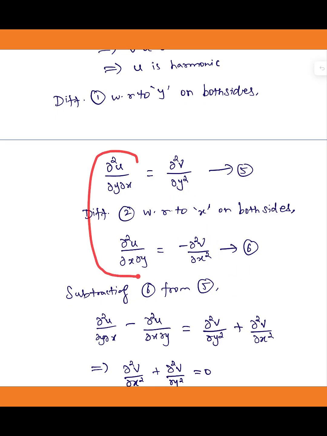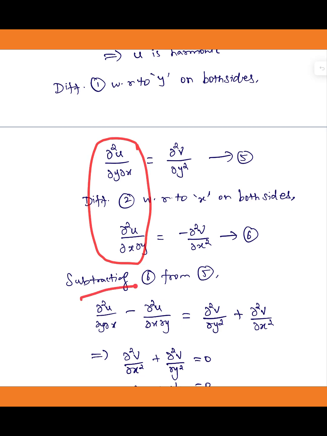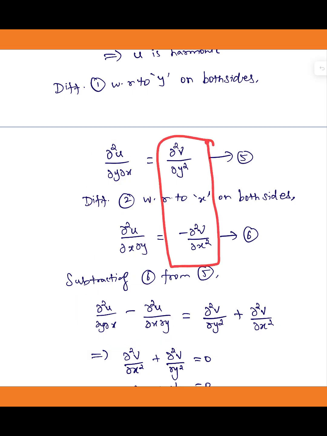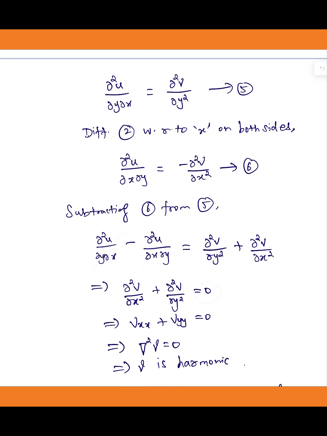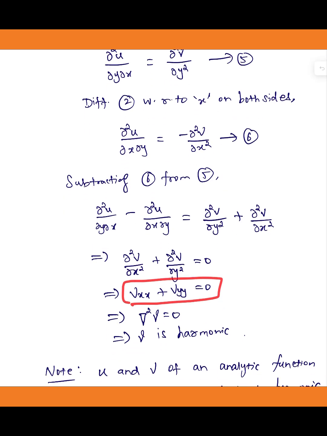So this side, what happens? You have ∂²u/∂y∂x minus ∂²u/∂x∂y. This side it is ∂²v/∂y² minus minus ∂²v/∂x², which becomes plus here. The other side gets cancelled, leaving out 0. So you have ∂²v/∂x² plus ∂²v/∂y² equal to 0, which is v_xx plus v_yy equal to 0, which gives del squared v equal to 0, which is a Laplace equation again with respect to v.